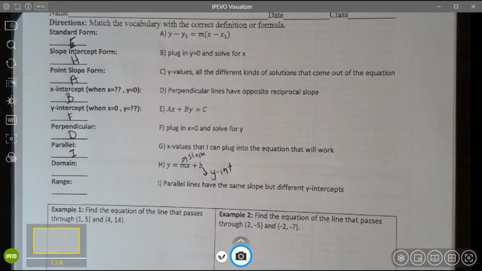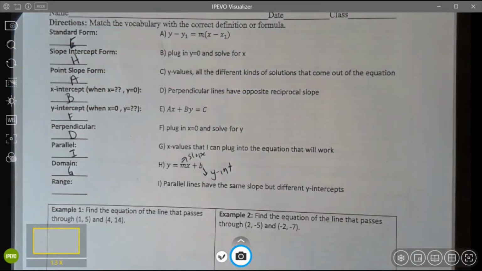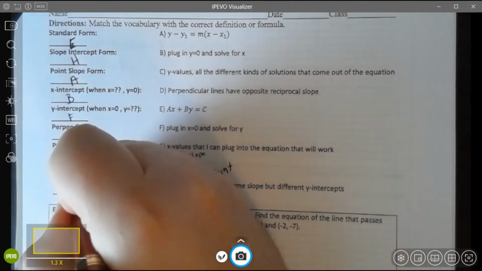The next one, domain, has to do with all the x values. So that's choice G. So any x that you can plug into the equation. The range then would be the y's. So that would be the outcome. So when you plug in your x, you'll get a y. So this is choice C.